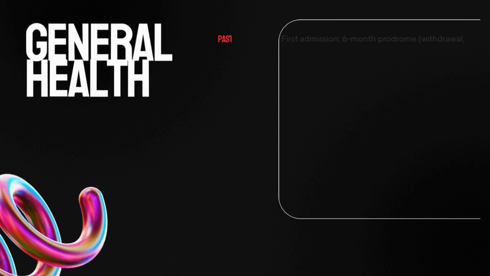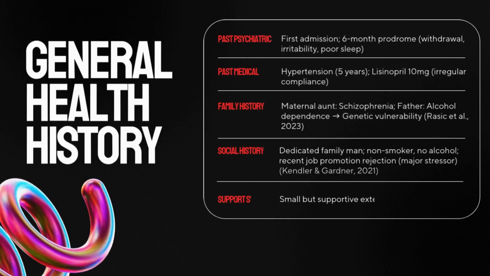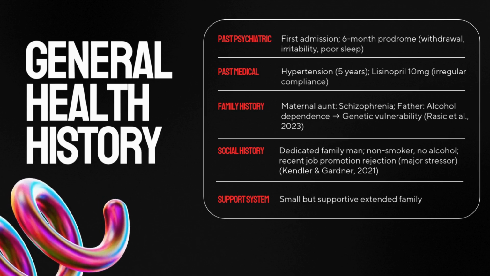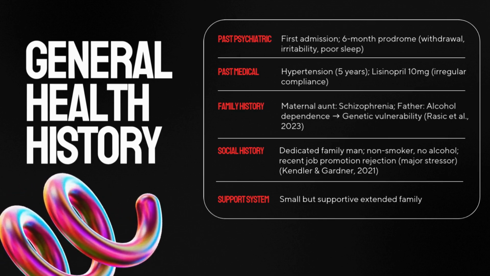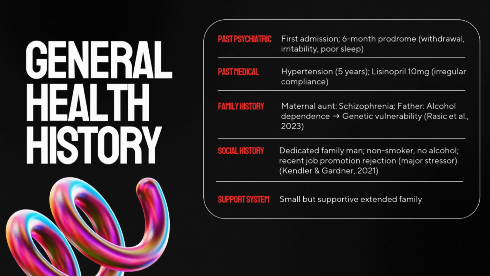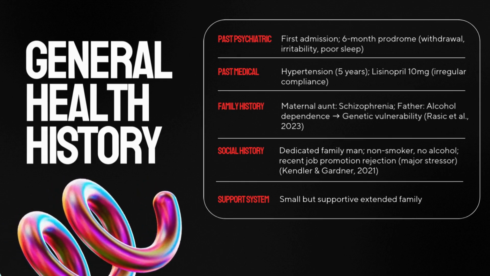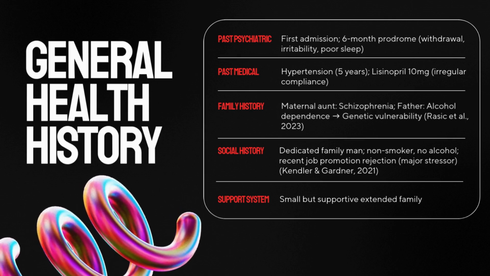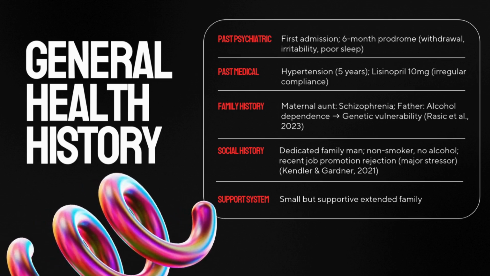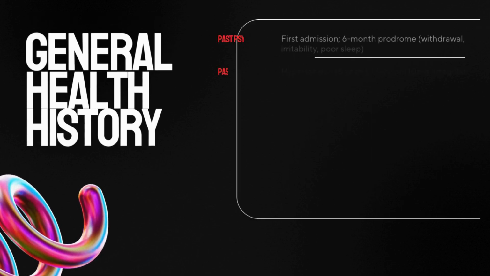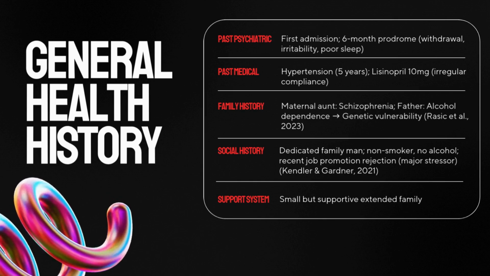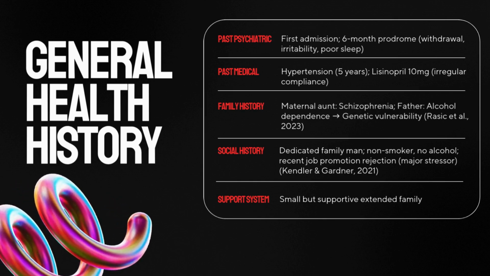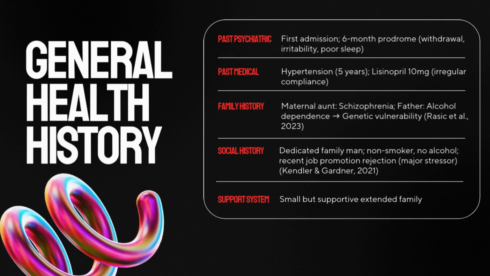General health history. Encik Azman's health history reveals several important factors. Regarding his past psychiatric history, this is his first psychiatric admission. However, according to his wife, there was a 6-month prodromal phase where he became increasingly withdrawn, irritable, and experienced poor sleep. He had no prior contact with psychiatric services before this.